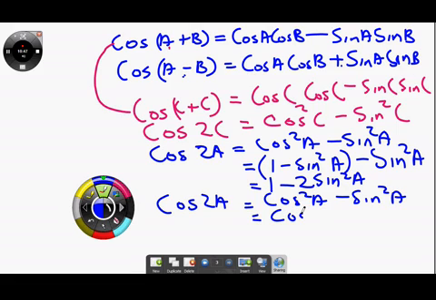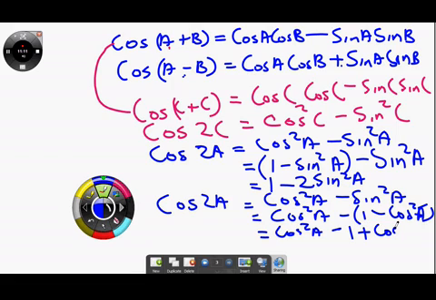So it's going to be cos squared A minus bracket 1 minus cos squared A. And this is going to give us that. Now this will lead us to say, oh look, if I remove the brackets, I'll have cos squared A minus 1 plus cos squared A, which then gives us cos squared A plus cos squared A is 2 cos squared A minus 1. And then if you look at your formula sheet, you should be able to see that identity right there.